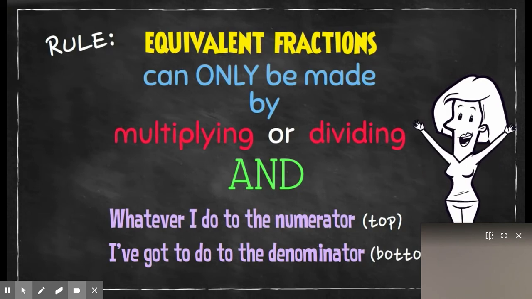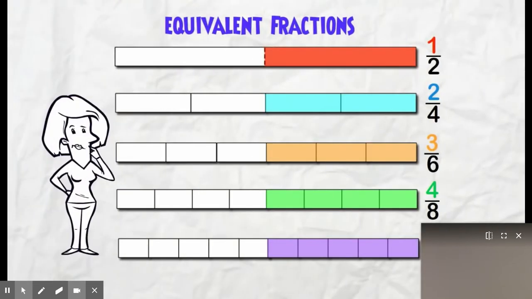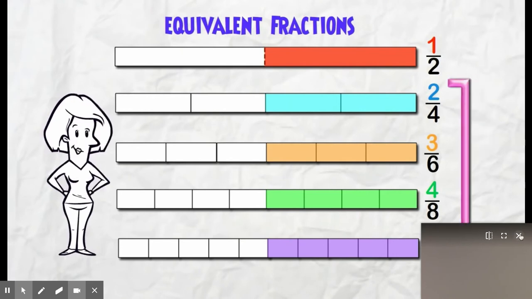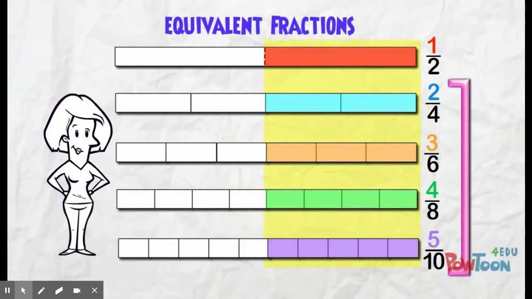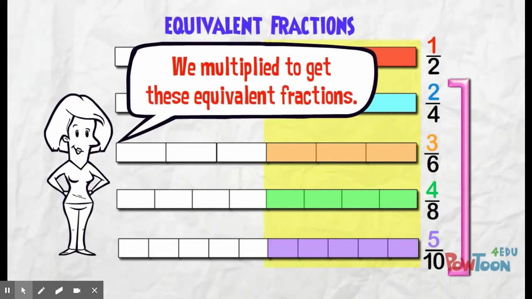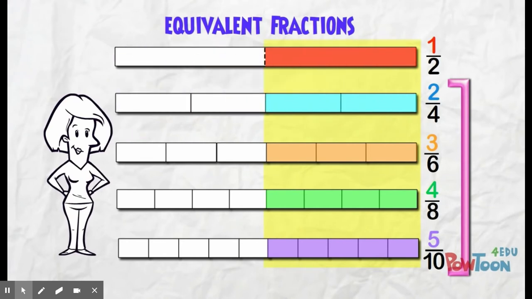Now let's go back. These equivalent fractions of 1/2 have bigger numbers, but we can see they all have the same size value. So we multiplied to get these equivalent fractions. Now let's think about that without the fraction strips.